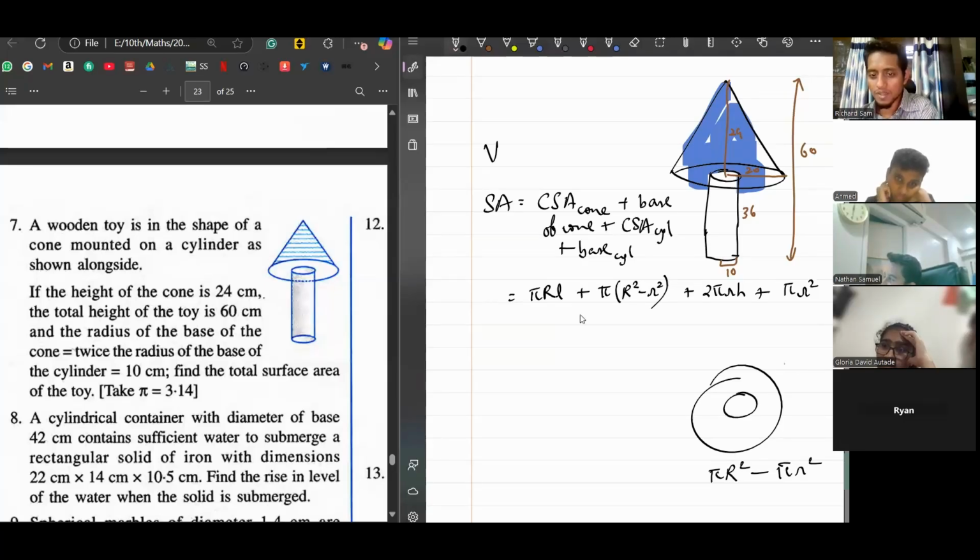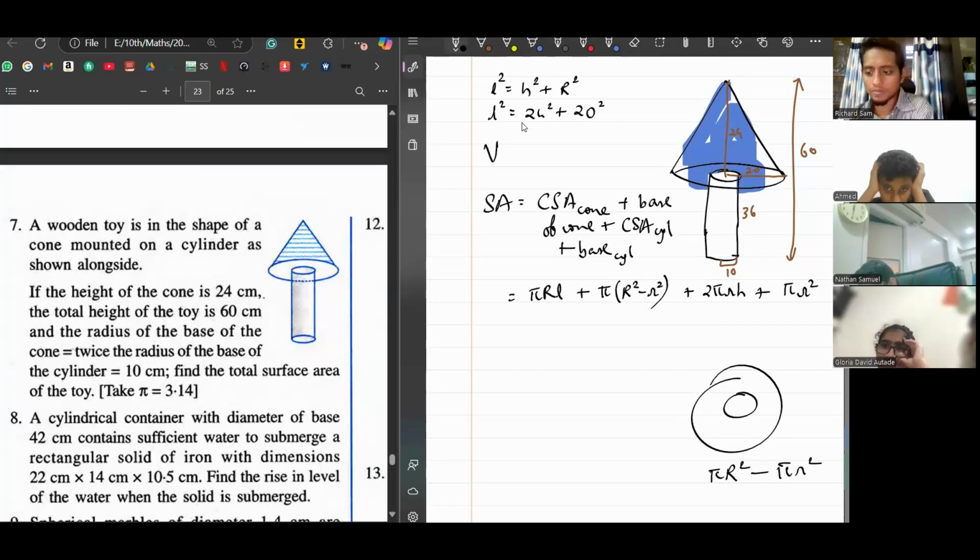Okay, so we have one missing value here, that is L. L is the length of the hypotenuse, so we need to first find that. Before you do this, find L. L square is equal to h square plus R square. So L square is equal to the height, which is 24 square, plus the radius, which is 20 square. Is that clear? So using the Pythagoras formula, find L and then put it in this formula.